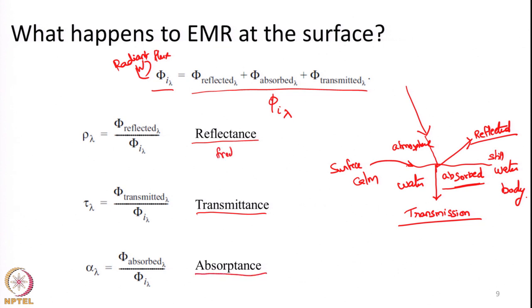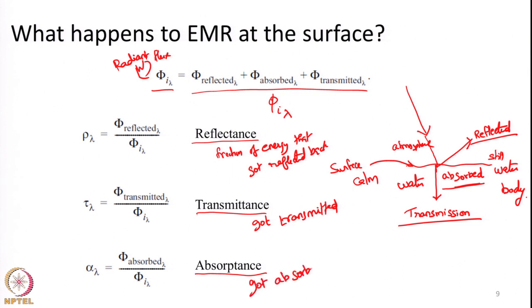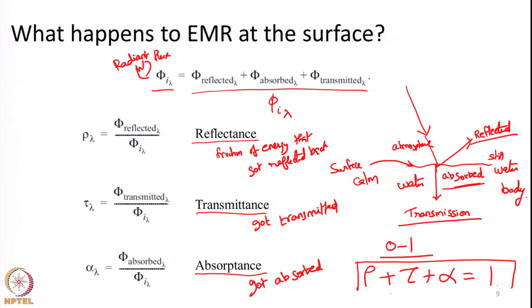Reflectance is the fraction of energy that got reflected back, transmittance is what fraction of energy got transmitted or passed through within the second medium, and absorptance is what fraction of energy got absorbed within the second medium. Everything will vary between 0 to 1, and reflectance plus transmittance plus absorptance will be equal to 1, because the total energy is conserved. Hence, when solar radiation interacts with Earth's surface, reflectance, transmittance and absorptance sum to 1. This is one of the major rules that we have to remember.